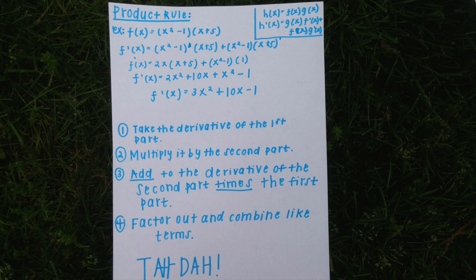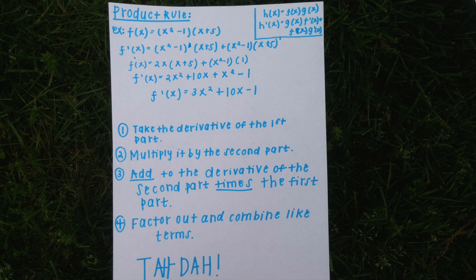So for this equation, we're going to take the derivative of the first function, which is 2x, multiplied by the original second function, which is x plus 5. And then we're going to add it to the original first function, which is x squared minus 1, times the derivative of the second function, which is 1.